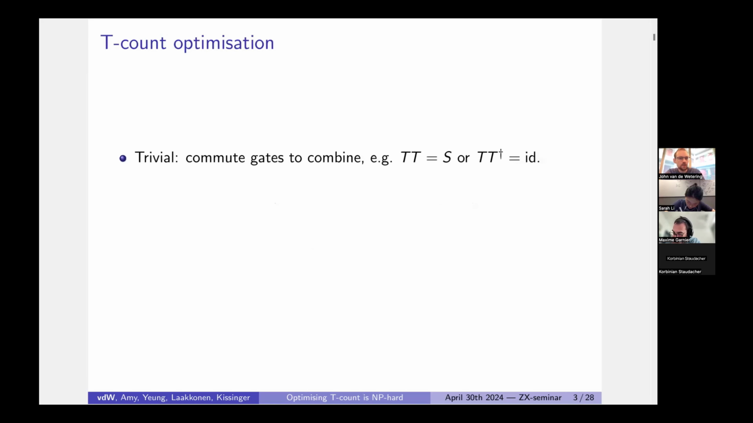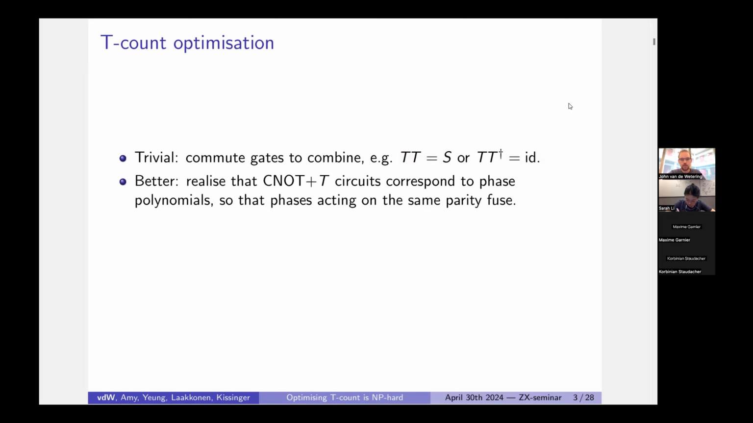So T-count optimization, how do we do that? Well, there's a couple of different levels of difficulty that are increasingly more complicated. At the first level, you can do trivial rewrites, which is you just commute gates and then combine them. So for instance, two T gates next to each other combine to become an S gate. And an S gate is Clifford, so then it's free. Or if you have T and T† there, it becomes identity, so they combine.